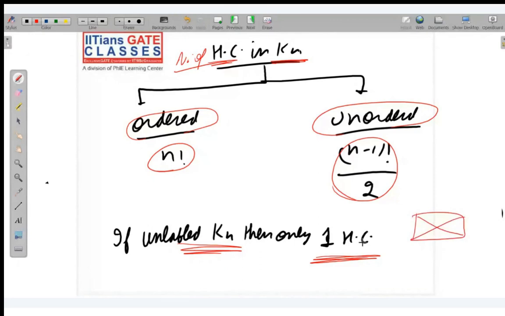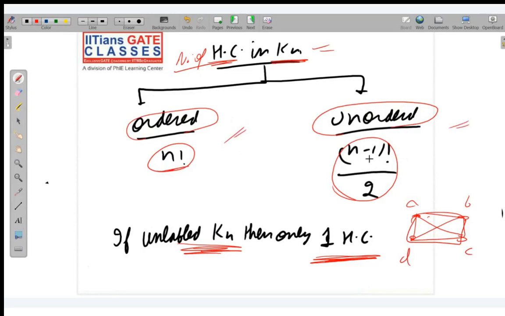Okay, so number of Hamiltonian circuits in a complete graph. If the graph is unlabeled, then it is only one Hamiltonian circuit. But if the graph is labeled A, B, C, D like this, and we are saying ordered, then it will be n factorial, but for unordered it will be (n minus 1) factorial by 2.